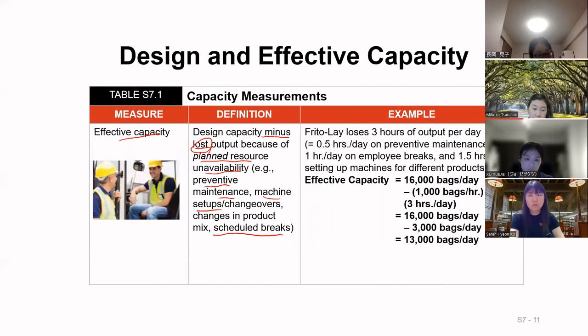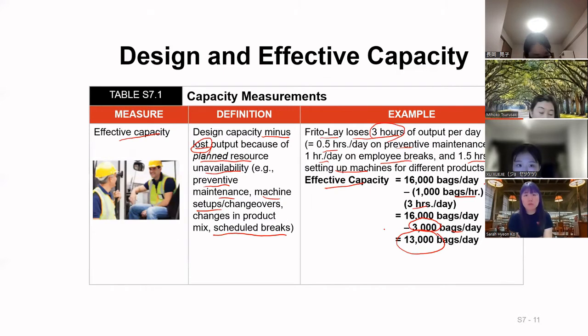Or even scheduled breaks. For example, Frito-Lay loses 3 hours of output per day. Where are the 3 hours? 0.5 hour maintenance, 1 hour employee break, 1.5 hours machine setup. So the effective capacity is 16,000 bags per day from the previous example, minus 1,000 bags per hour times 3 hours. Because you can produce 1,000 bags per hour, and you lose three hours, you are losing 3,000 bags. So your effective capacity is only 13,000 bags per day.